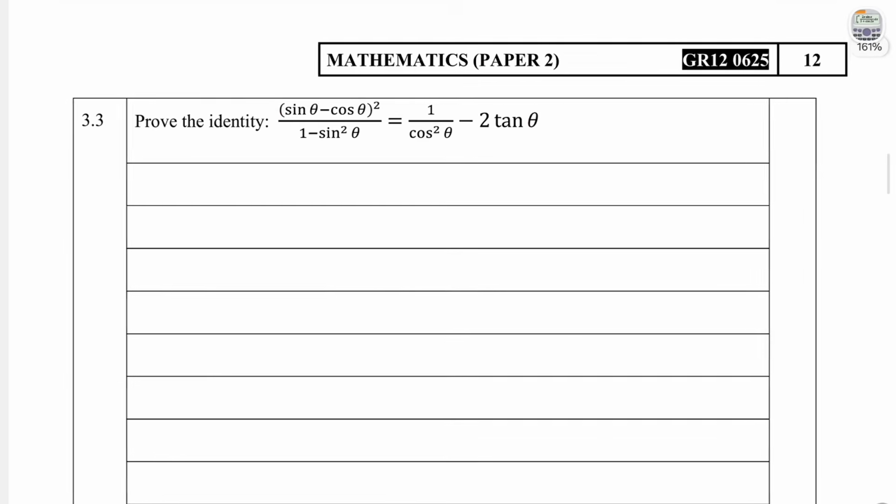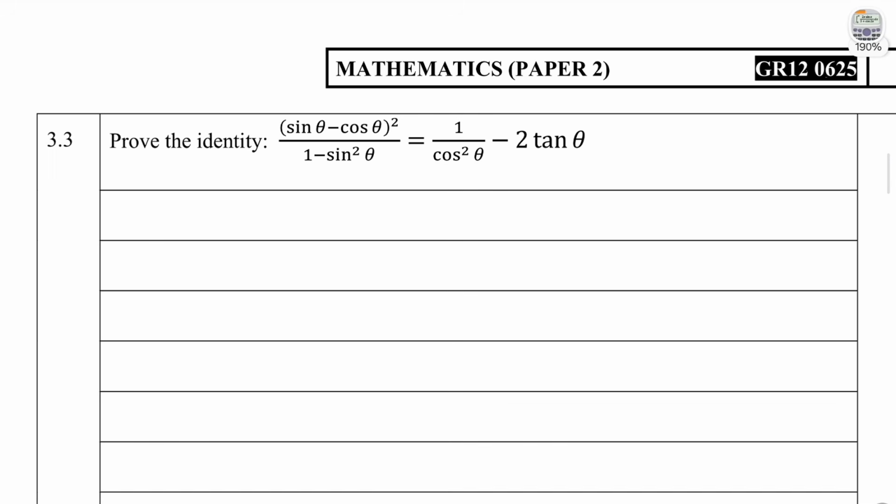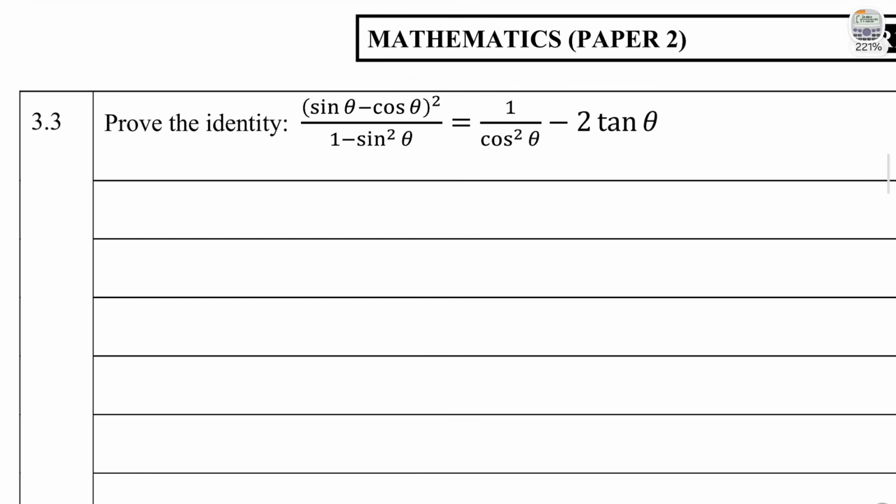Question 3.3 says prove the identity, okay, and this is for 5 marks. So with this question, we can go ahead and use the left-hand side. And the reason why is, you see, we can actually distribute that. This is an identity that we know, okay, so we will be able to get this to look like this. So let's rewrite the left-hand side. We'll say left-hand side is equal to, and rewrite.